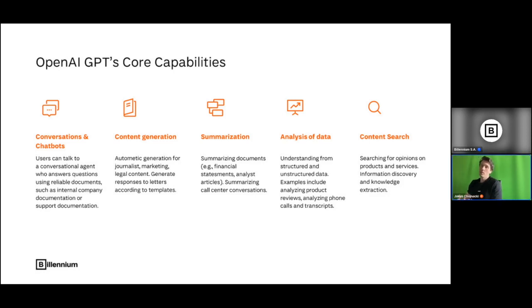And what are the most known core capabilities of such models as GPT? Of course, conversations and chatbots, content generation, summarization, data analysis, and content search. And I think all of us have been in a situation in which we've used ChatGPT or GPT models for one of these. Conversations are basically just chatbots. You can ask questions and the system will be stateful, so it will have a memory, which allows it to remember the past questions and answers.